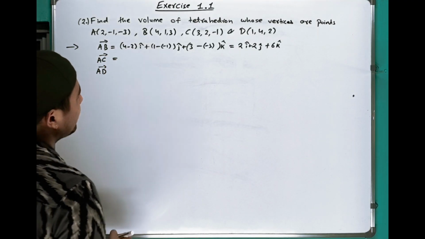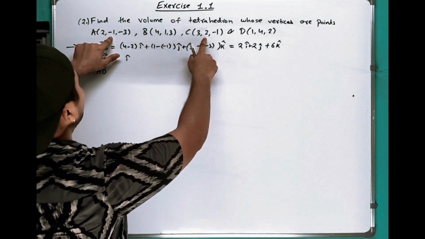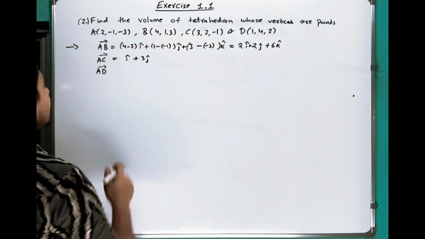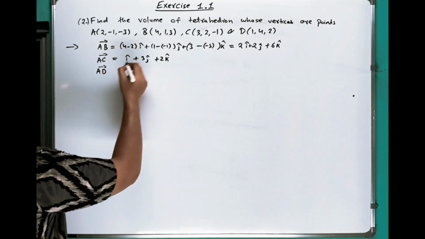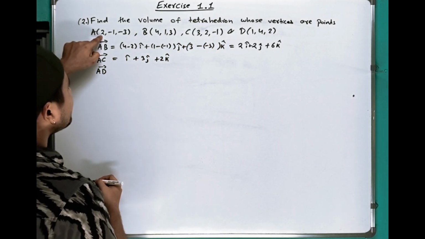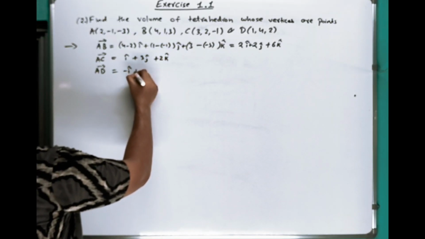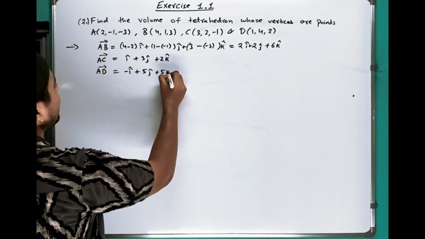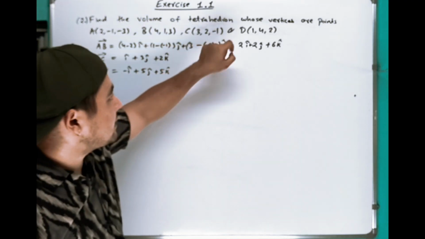So AC bar will be equal to 3 minus 2, which is i cap, and 2 minus 1, which is plus 3 j cap, and minus 1 minus 3, which is equals to plus 2 k cap. And AD bar will be equals to 2, 1. So we will get minus i cap, 4 minus 1 plus 1. So it will be 5 j cap and 2 minus plus, so 5 k cap. So we have been given a tetrahedron whose vertices are these 4 points.